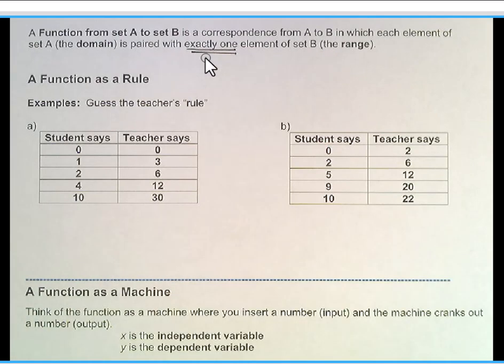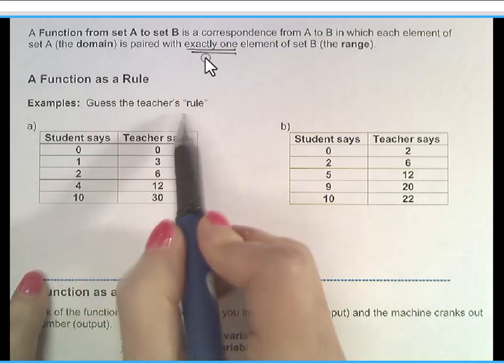So the first way we can talk about functions is as a rule. So you can play a game with your students. Have the students say a number, and then you do something to that number, and then you tell them what the output would be. And they have to try to figure out what you're doing. And this is very, very algebraic in thought because it's trying to develop a pattern. So guess the teacher's rule.